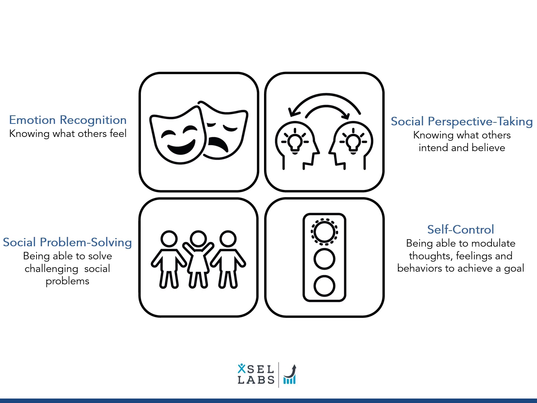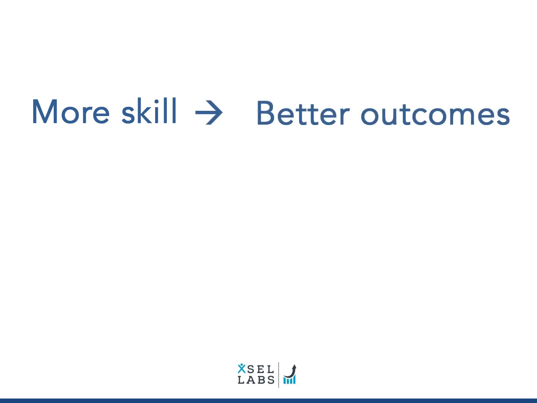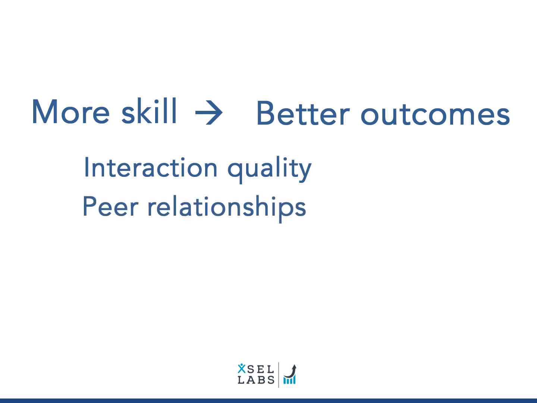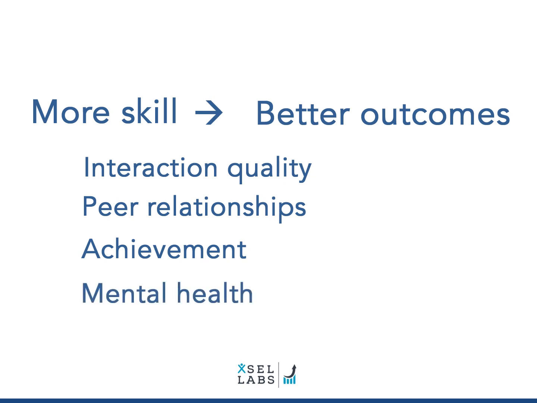Now, we chose those 4 constructs to include in SELweb for a number of reasons. The first is that there's a lot of literature suggesting that the better developed each of these skill areas is, the better children do on a range of important outcomes, including their ability to interact successfully with others, the quality of their peer relationships, their academic outcomes, and mental health outcomes. So each of these skill areas is important in its own right.